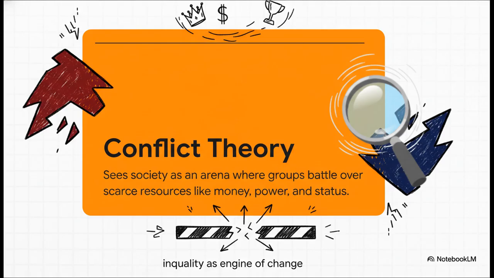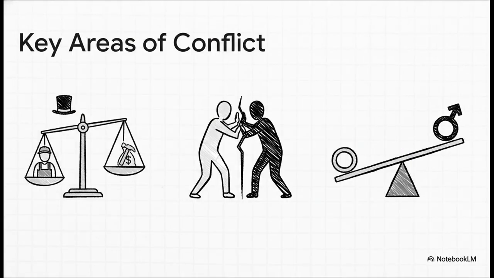We're talking about things like power, money, and status. So the key idea here is that inequality is the engine that drives conflict and ultimately change. And this idea of conflict isn't just about one thing either. Karl Marx, of course, famously focused on class conflict, the struggle between capitalists and workers. But other brilliant thinkers, like W.E.B. Du Bois, took that idea and applied it to race conflict.